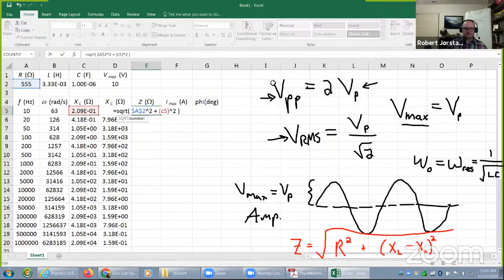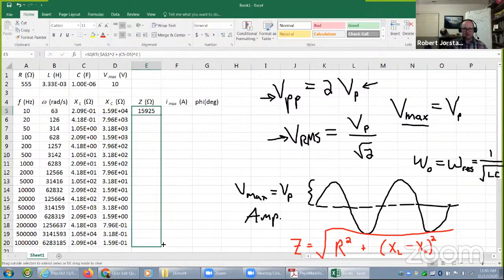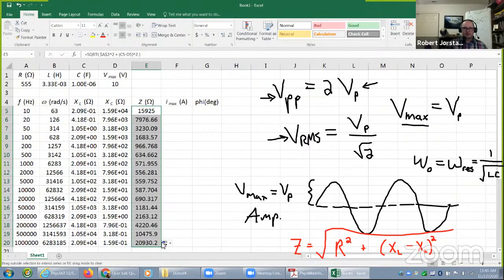All right, so then what's next? Claudia, you want to just go ahead and finish it off? Yeah. Is it D5? D5. There we go. And so now we've got our Z value. Notice Z is really big. Now, take a guess. Look at this column of data that I just highlighted in red. Can you tell what the resonance frequency is approximately?